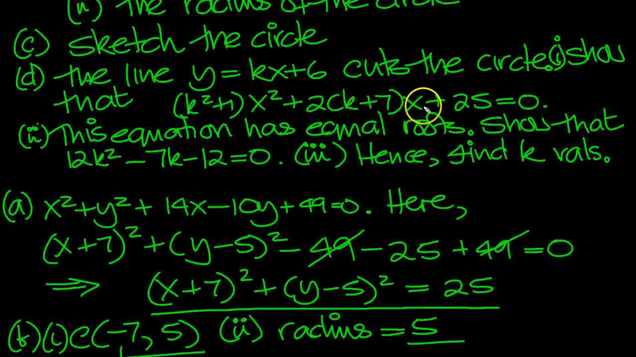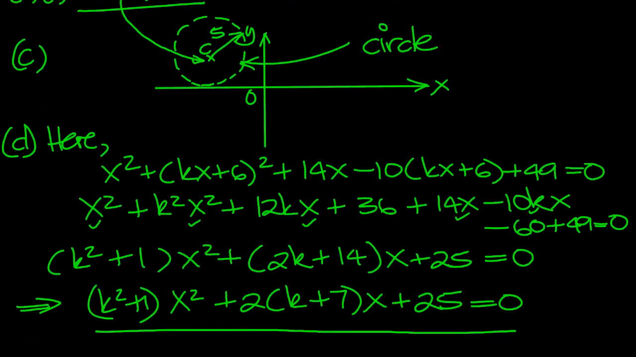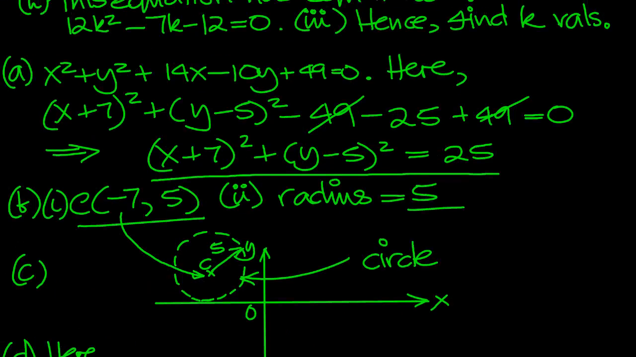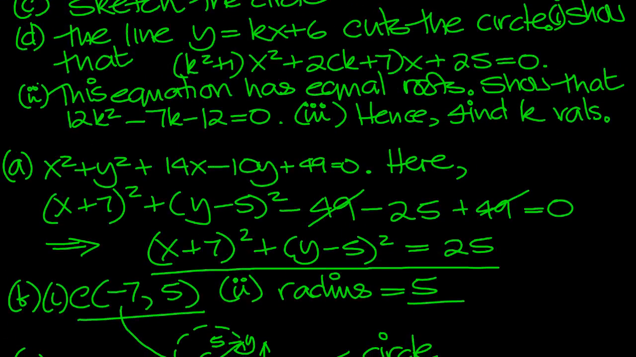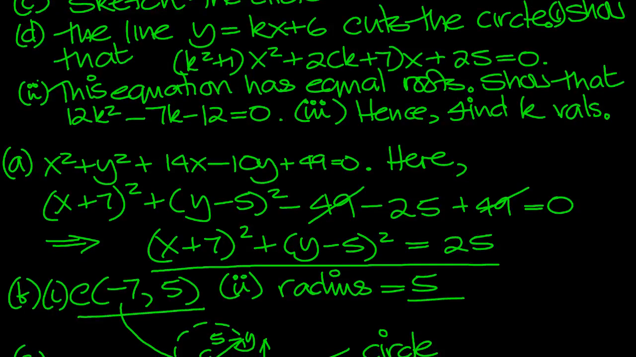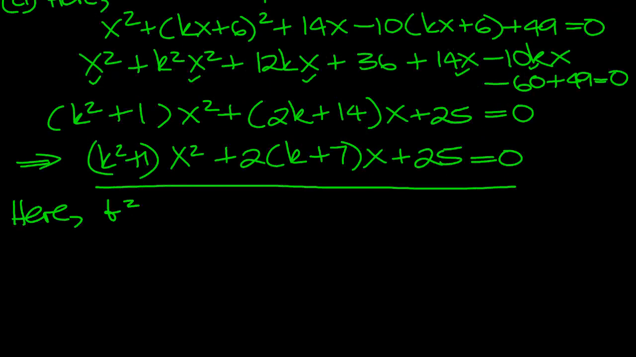Yeah, that looks fine. This equation has equal roots, show that this equation holds and hence find k values. So this equation has one solution because it just touches the circle. So here, what have we got then? B squared equals B squared. Let's just have a look at what we've got. This is part D now. Part 2. Show that this, hence find k values. So this is part 2.